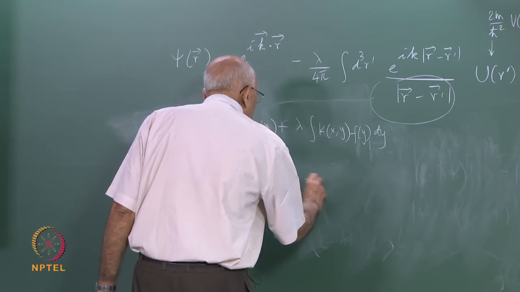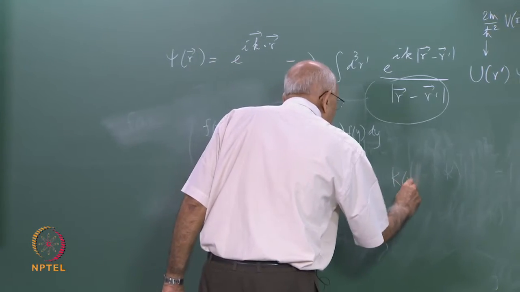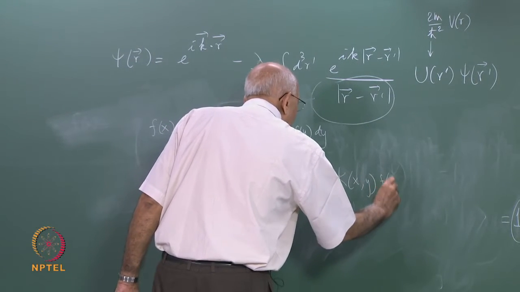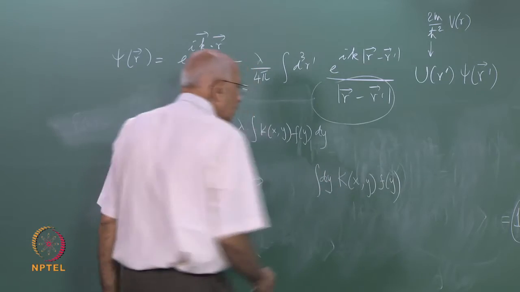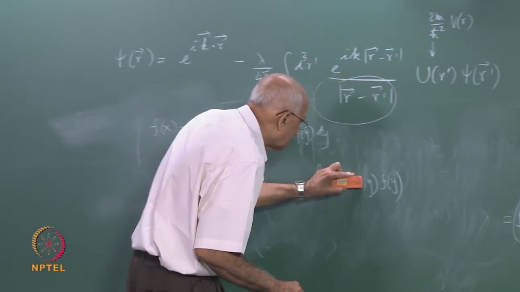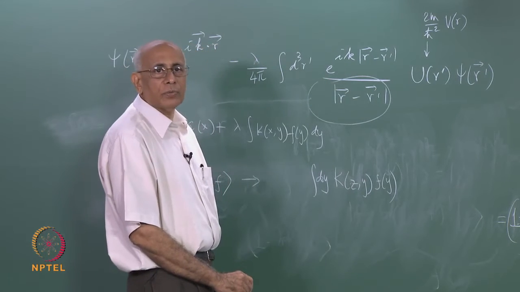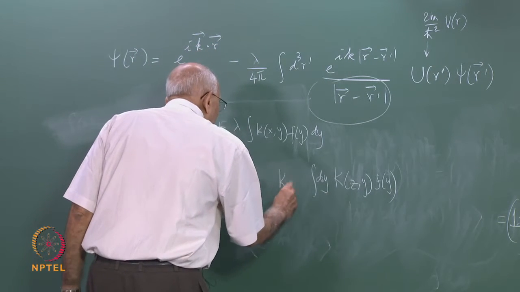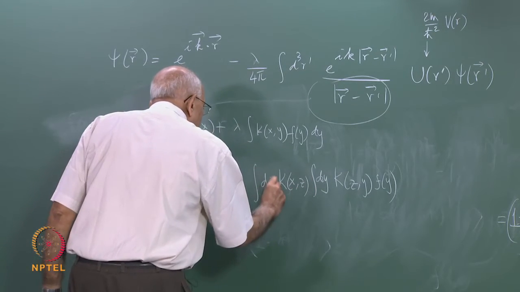This thing here is represented by an integral. First you take k of x, y, f of y, integrate over dy. Let us call this z for convenience. It is some function of z. Now you take k of x comma z and integrate with respect to dz.